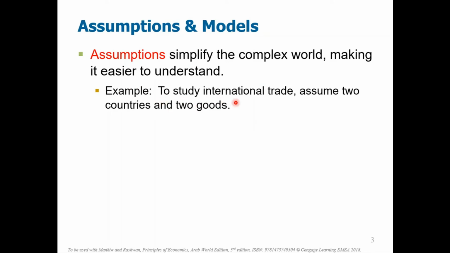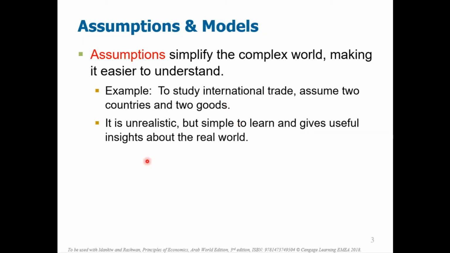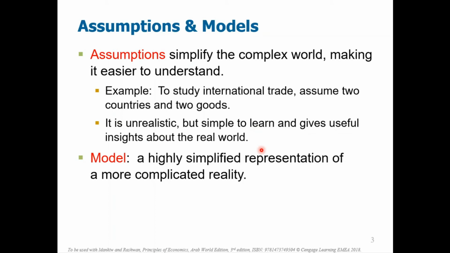For example, to study international trade, we assume that we have two countries and two goods. In reality, we don't have two countries; we have more than 190 countries. And in reality, we have millions of goods. But to make the model simple and easy to understand, we assume that in international trade we have two countries and two goods. Of course, it is unrealistic, but it is simple to learn and gives useful insights about the real world.